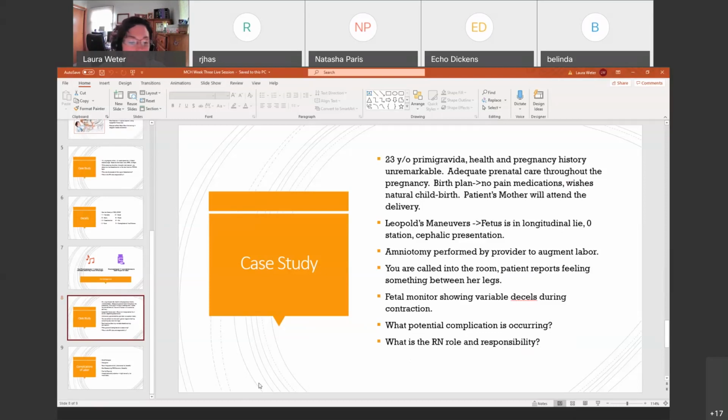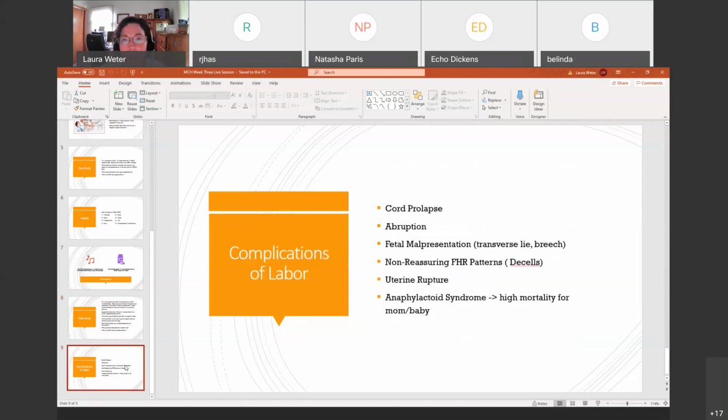All right, so very quickly before we end for today, I'll just talk about some of these complications that you guys are learning about. We talked about cord prolapse. Abruption, we've talked about abruption. That's where the placenta is actually detaching from the uterine wall. That's bad news, right? That's not good.